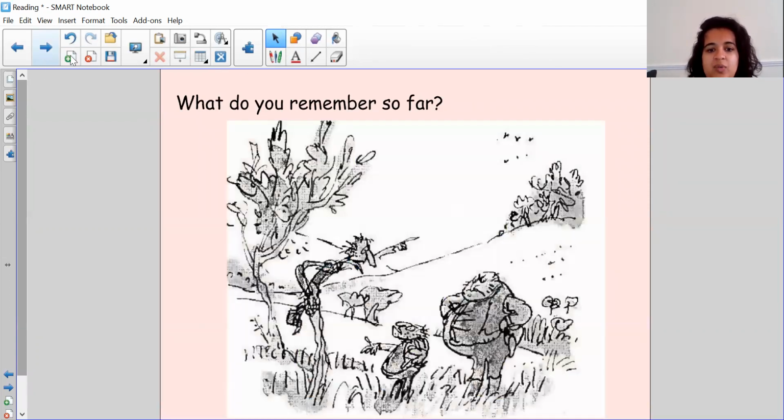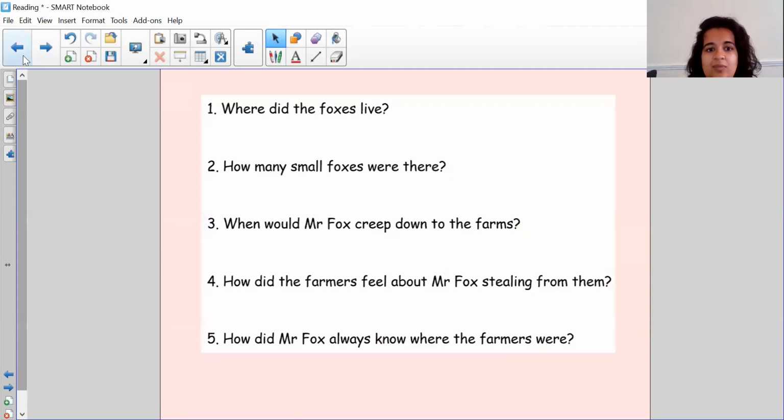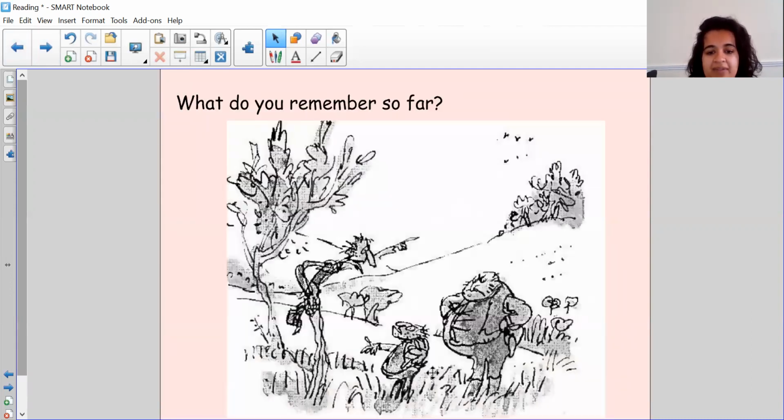All right, so from yesterday, you will remember that we met our 3 farmers. Today, we're going to meet some new characters, okay? Remember, this was Boggis, Bunce, and Bean, and they were all quite nasty farmers. They were all unkind, unpleasant men, and most of the people did not like them. Okay, so we are going to move on to our story.